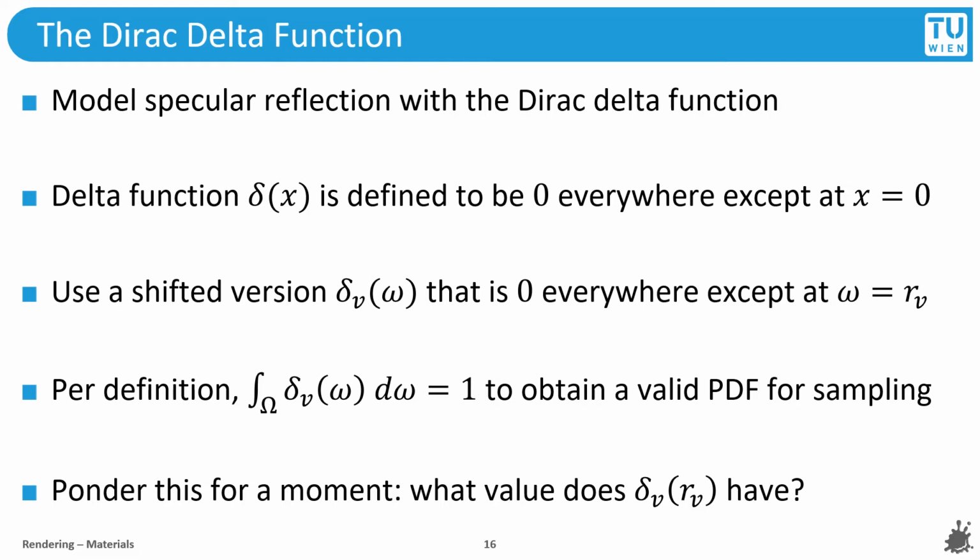This will come back to us in a minute, but first let's check if we can make a valid BRDF from the delta function. We already have reciprocity because the mirror direction of RV is again V, so we only have to check for energy conservation.